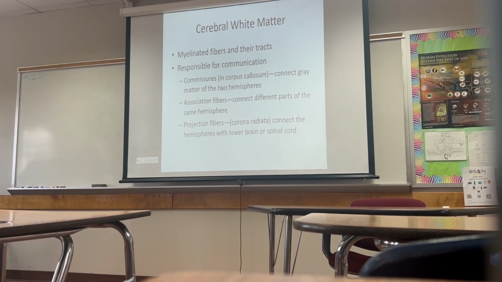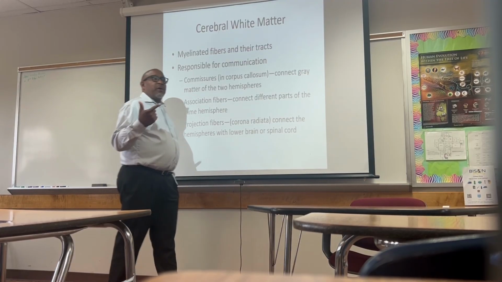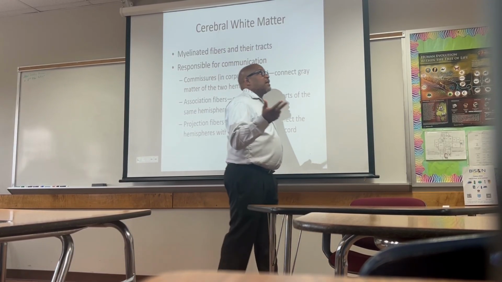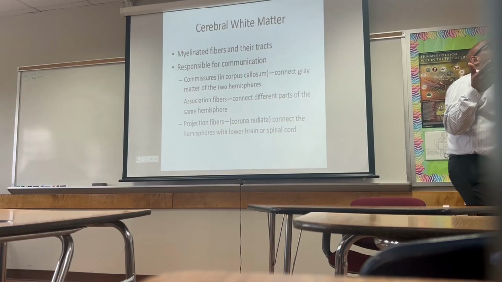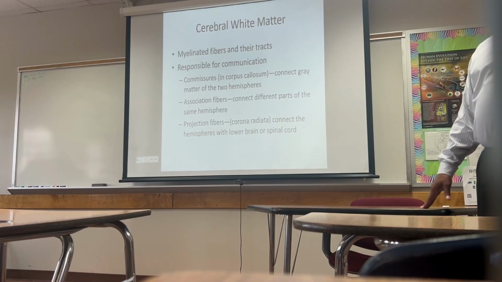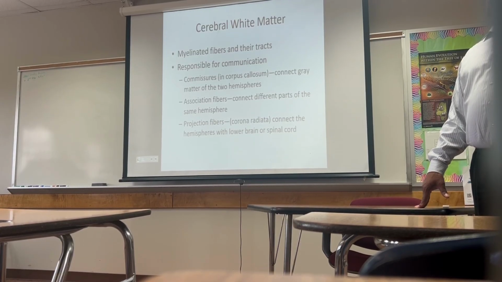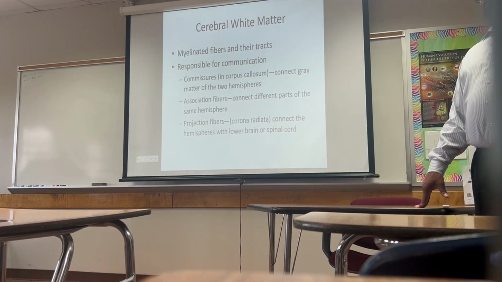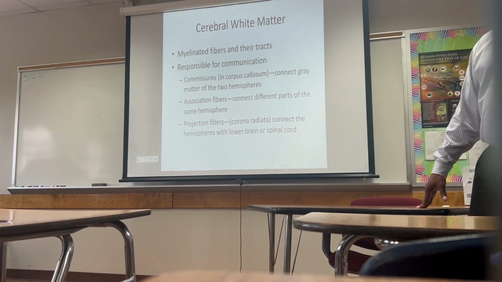Myelinated fibers in their tracks. So let's pause. Myelinated fibers, unmyelinated fibers. What's the difference? What does a myelinated fiber have that an unmyelinated fiber does not have? What type of cell is wrapped around a myelinated fiber to make it myelinated? Gotta know that. That was like the beginning of chapter 11. In the central nervous system, it's called an oligodendrocyte. In the peripheral nervous system, good, it's called a Schwann cell.